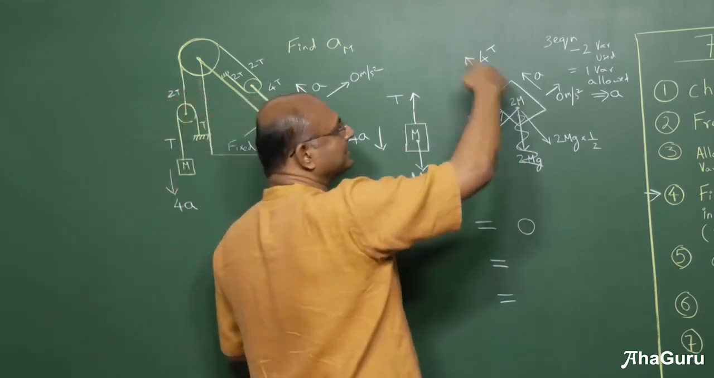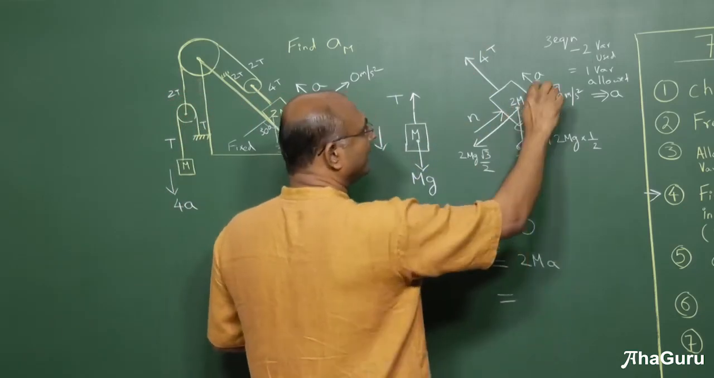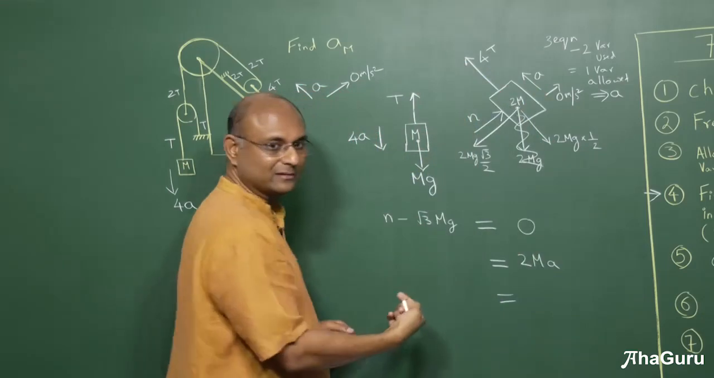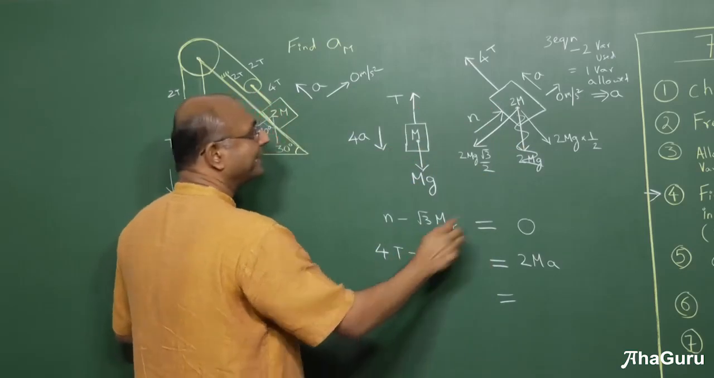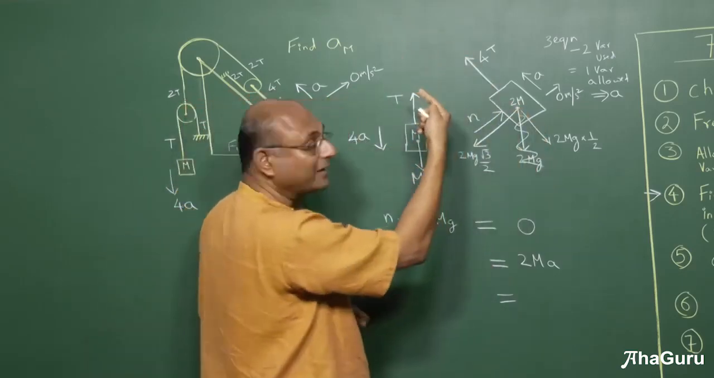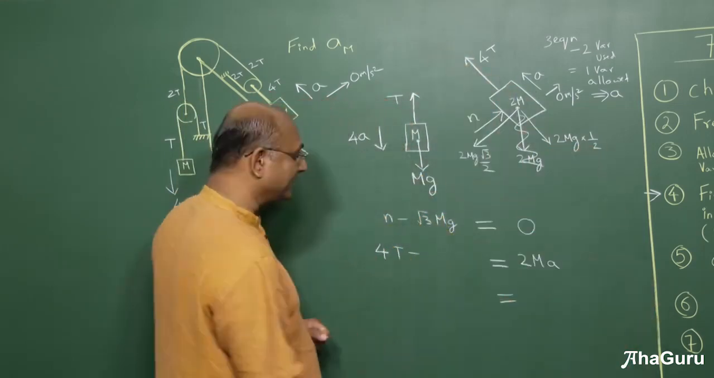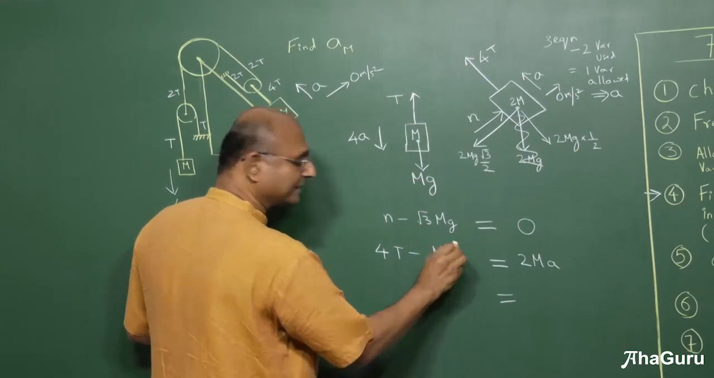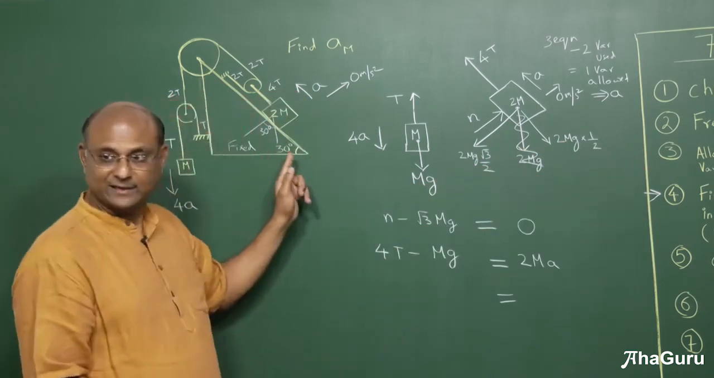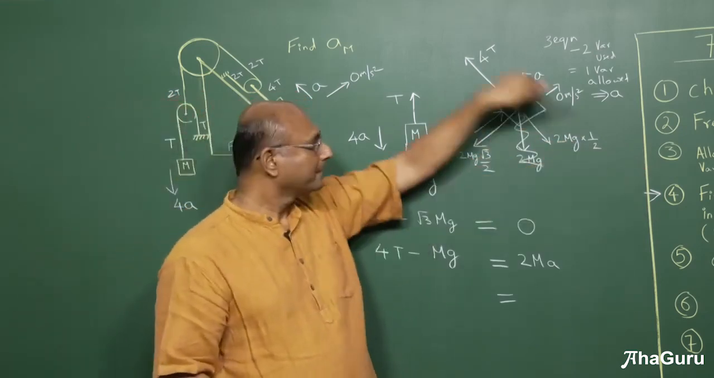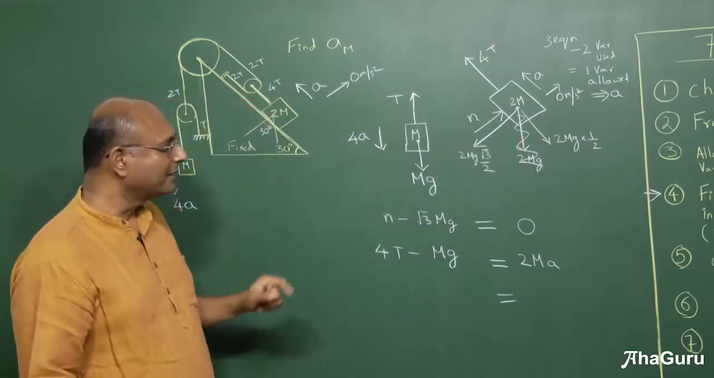Let us now look at the equation along this direction. 2ma in that direction. 4t minus, look at this, 4t is along the direction of A, but 2 mg into half, which is mg, is along the opposite direction, so minus mg. This mg comes from the fact that it is 2 mg into half. Half is sin 30. So 2 mg sin 30 was mg. Because the angle was given as 30 degrees; some other angle, you will obviously get a different answer.